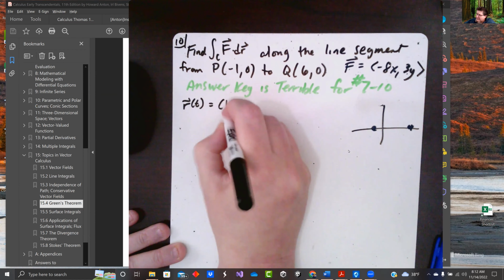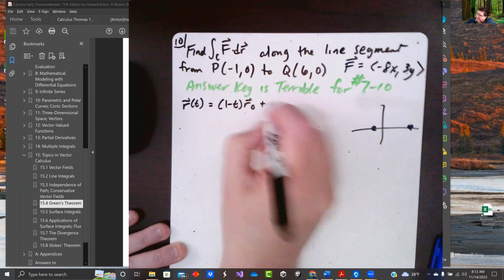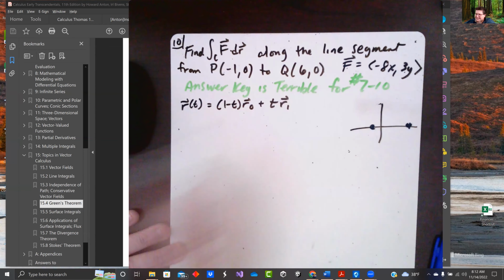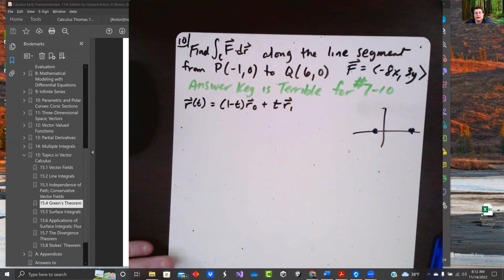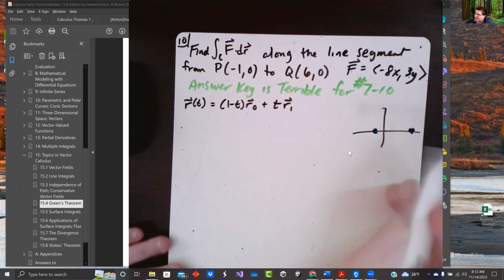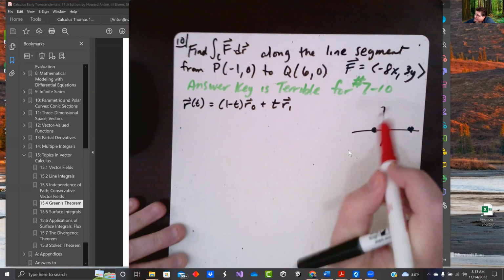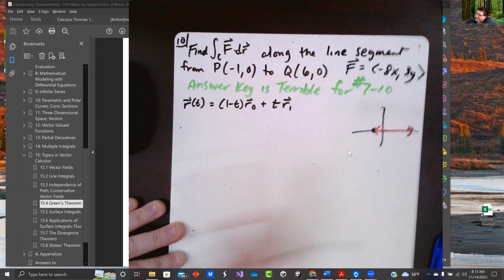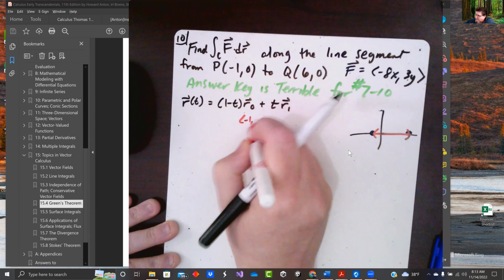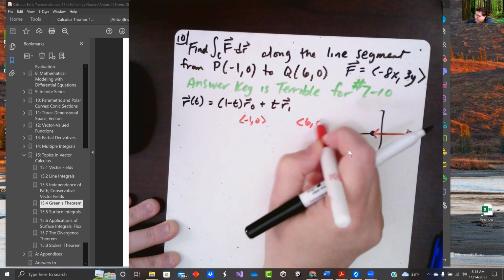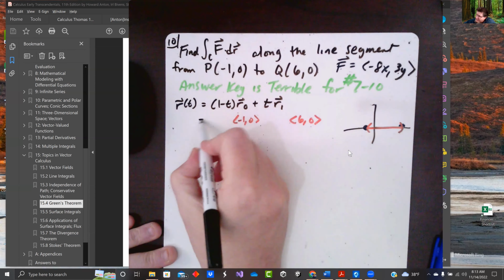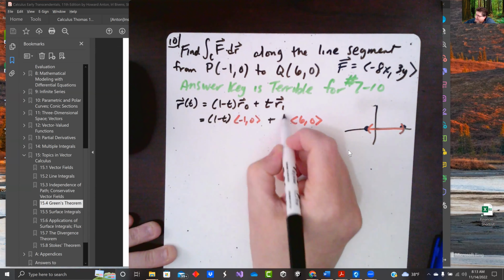We're doing (1 minus t) times r0 plus t times r1. This will give us any straight line. We can use points as vectors, but not all vectors are points. Keep in mind that a vector can be put anywhere, but any point can be made into a vector just by making an arrow that goes from the origin to it. So I've got (-1, 0) and (6, 0), and we're doing 1 minus t times the first part plus t times the second part.